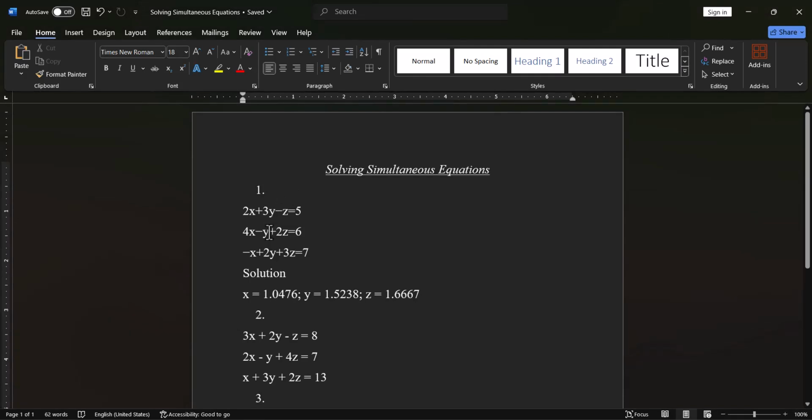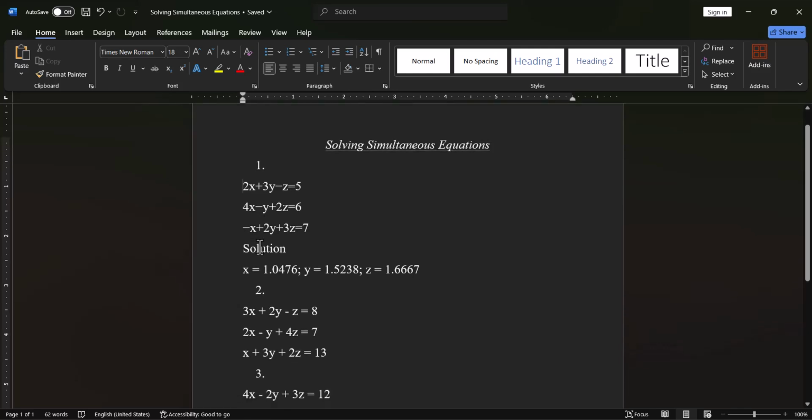On today's tutorial, we are going to use MATLAB to solve this system of linear equations. So MATLAB is actually very good.